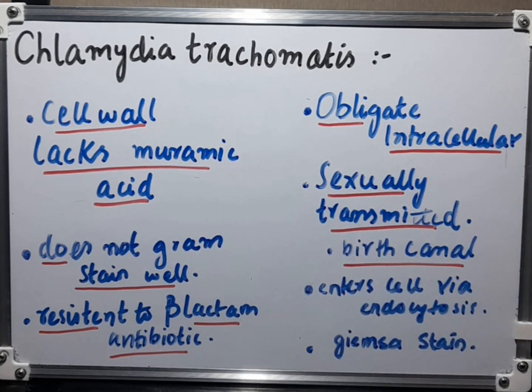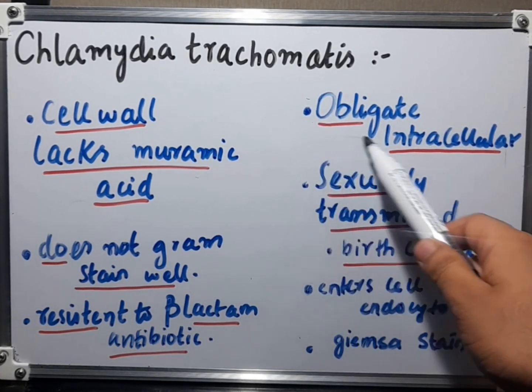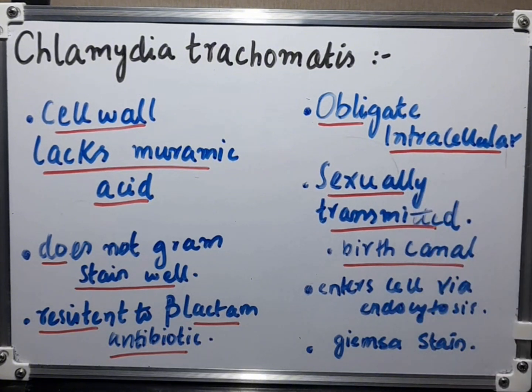Drugs in the category of beta-lactam antibiotics, such as amoxicillin, penicillins, and cephalosporins such as ceftriaxone, cefotaxime, and cefepime, cannot be effective to treat Chlamydia trachomatis. Transmission can occur sexually. It is a sexually transmitted organism and it only affects humans. It can also cross the birth canal.